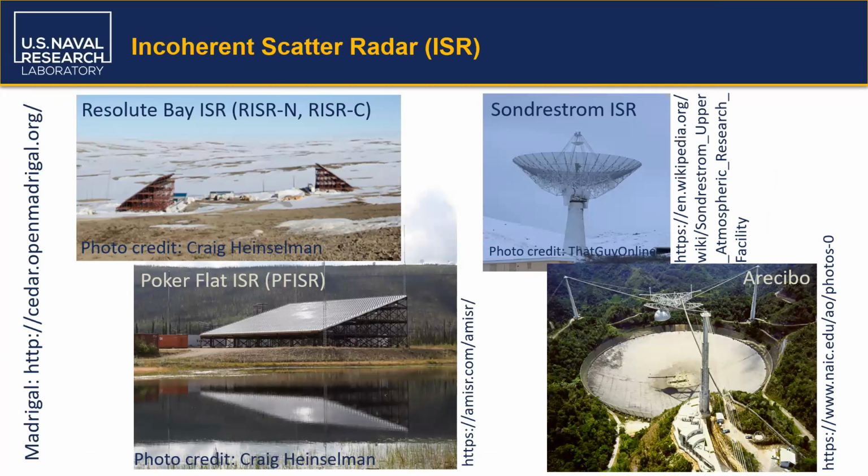So another favorite method of mine to probe the ionosphere is via incoherent scatter radar. Different versions have different altitude ranges that they can probe, but they all provide data products of your electron density, your ion temperature, your electron temperature, and line of sight velocity.